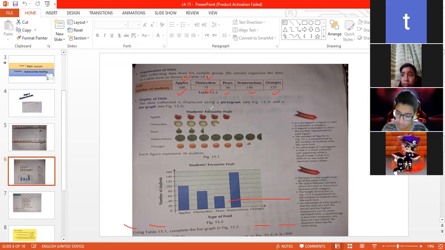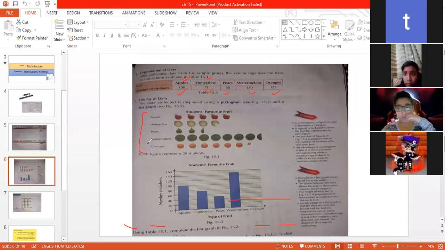Now he has to display the data. How is he going to display the data? He will display the data according to the pictogram or the bar graph, whatever is feasible for him. First of all, if you can see this pictogram graph, can you interpret it? Have you ever studied a pictogram graph?